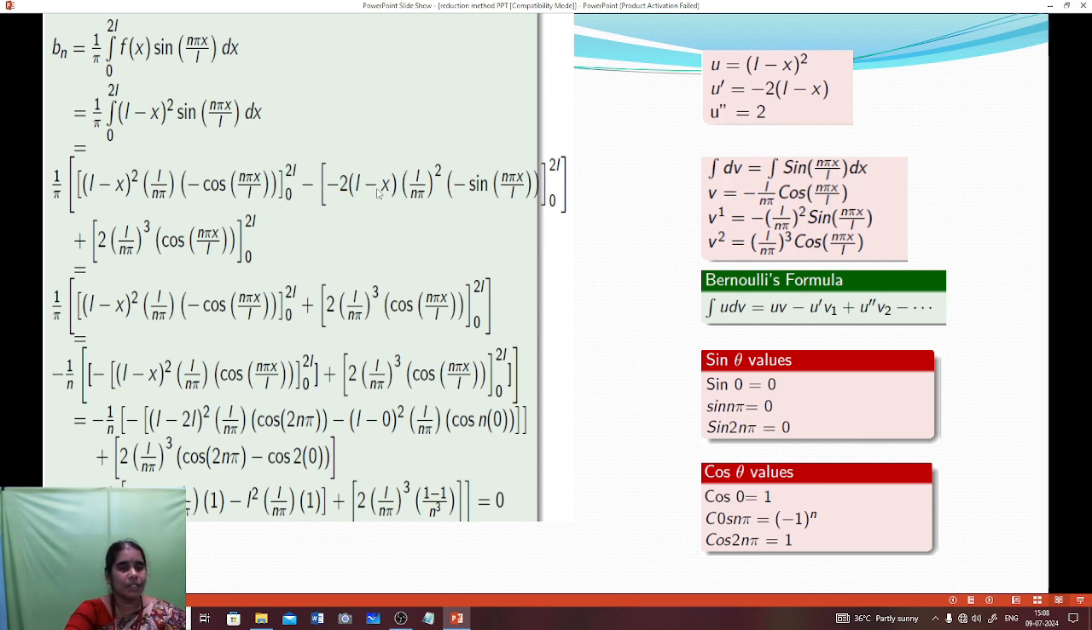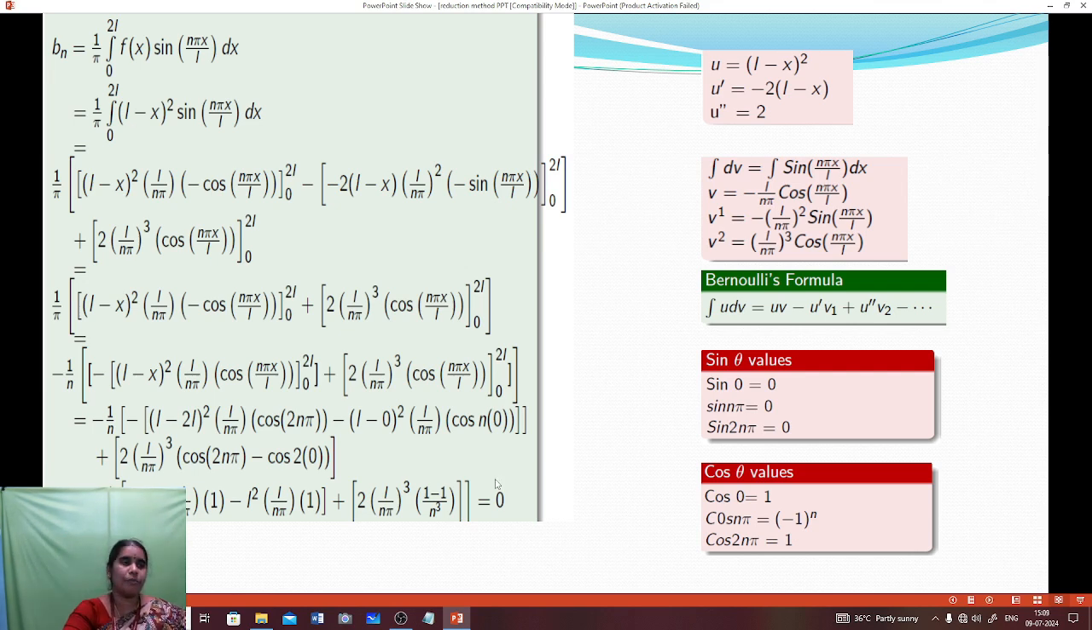On solving this, we need to solve only the first and the last term because they contain cos values. Our middle term contains a sin value. We know sin takes the value of 0 for 0 and for all multiples of pi. So no need to find the value for the middle term. Leave that middle one, find the value for the first and the last one. On substituting upper limit minus lower limit and solving, the answer is 0. For Bn, we get the answer 0.